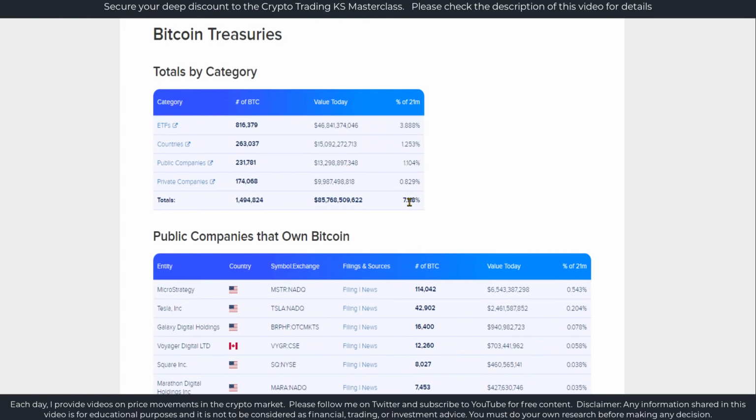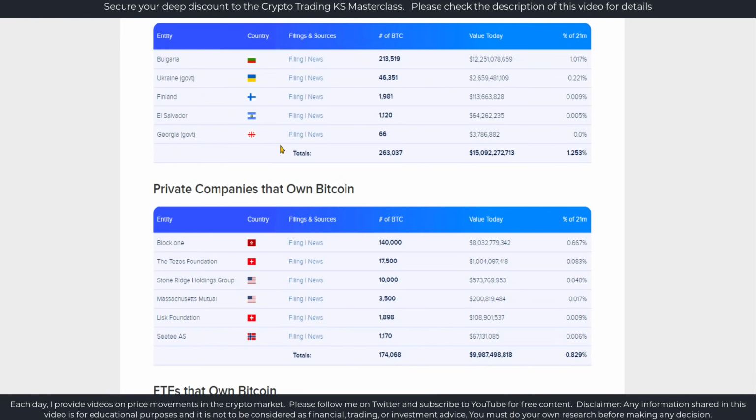It's only 7.118%. And if we look at countries, they only hold 1.253% of that potential total supply.